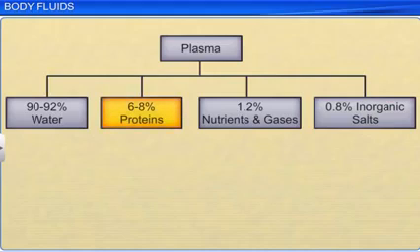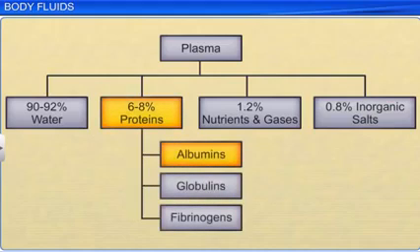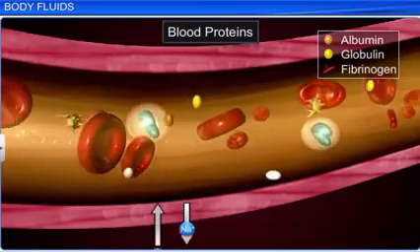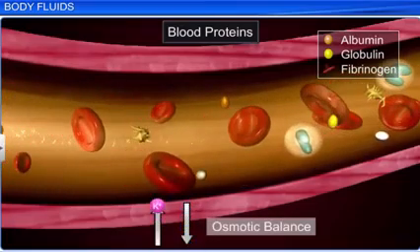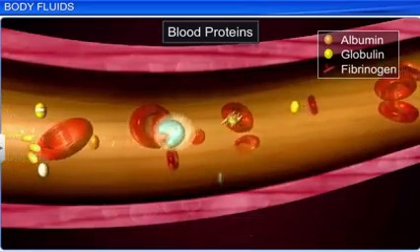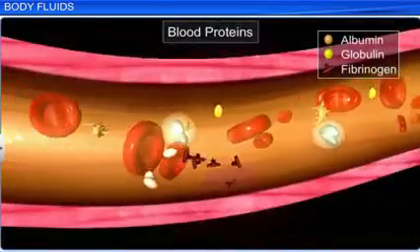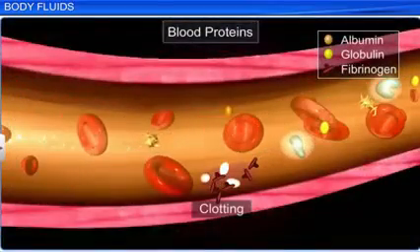The major proteins in plasma include albumins, globulins, and fibrinogens. Each type of protein performs a specific function. For example, albumins maintain the osmotic balance by transporting minerals in and out of the blood. Globulins help in the body's defense mechanism, while fibrinogens are crucial for the clotting of blood.